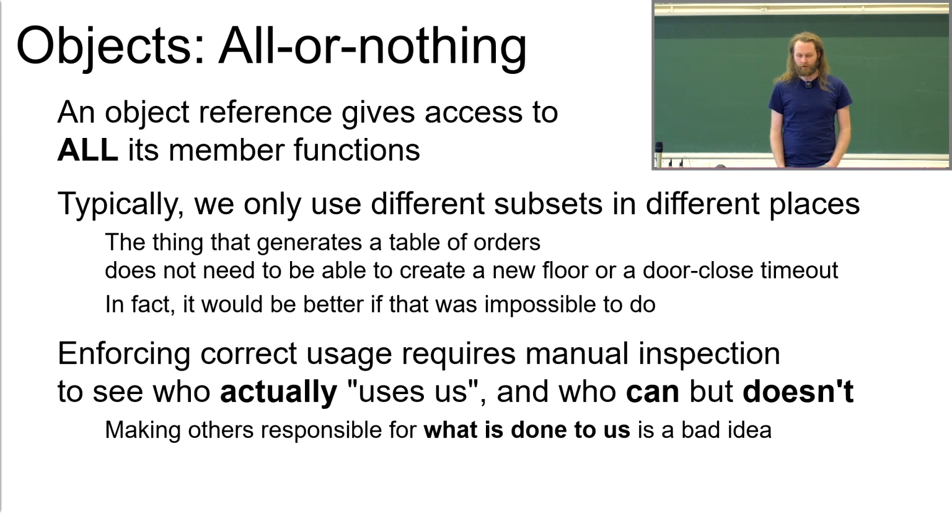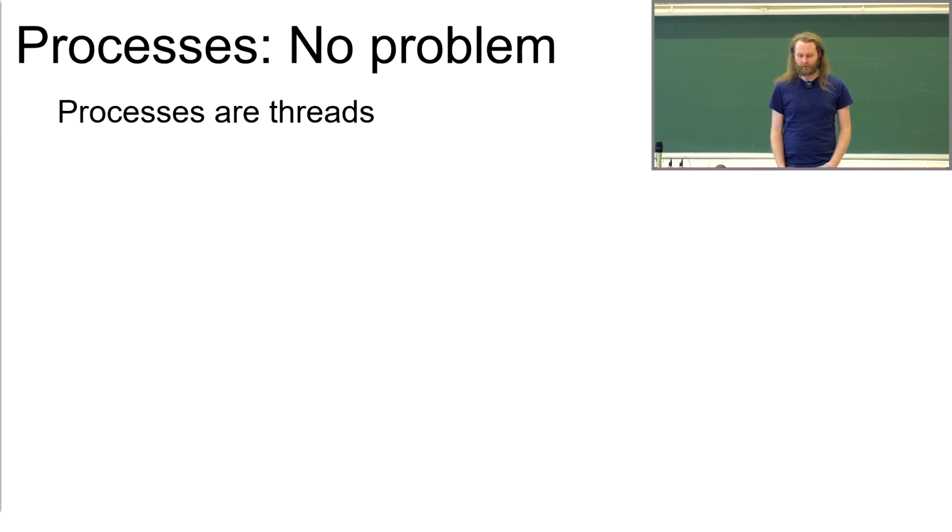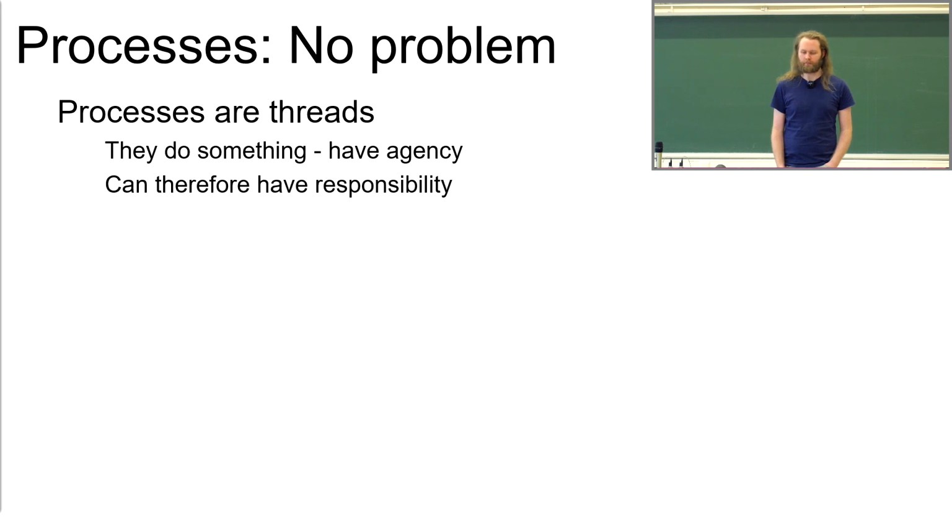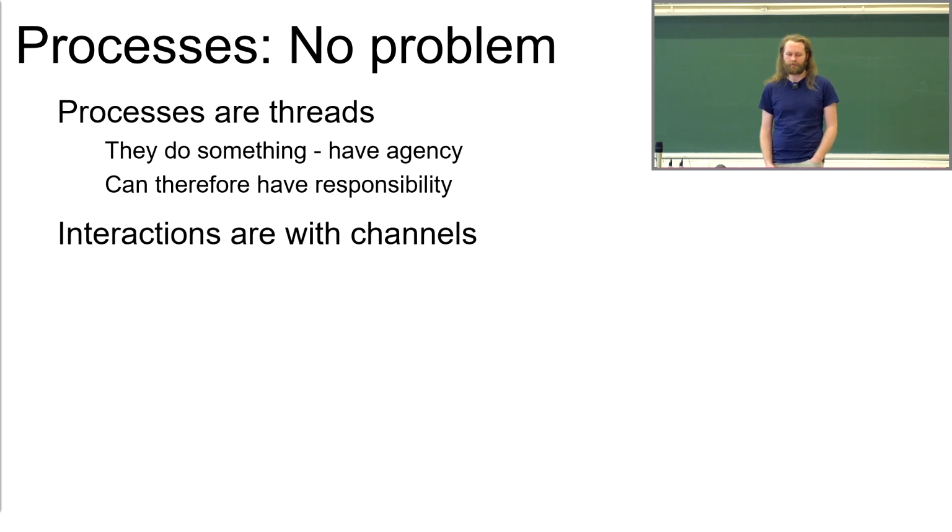So what happens? Well, if we use processes, we don't have any problems of these kinds. The processes are threads, which means they do something. They have agency, which means that they can have responsibility. When you receive a message, you are responsible for modifying your own data, which is local to you, and nobody else can change it. And so therefore, we can have responsibility, which makes it easier to understand what this piece of code does, because we are programming our own thing, and we are responsible for it, and we have control over it.